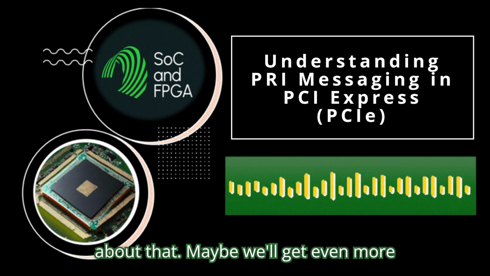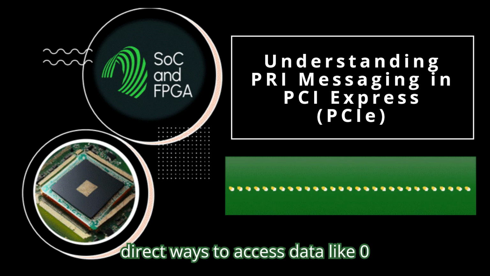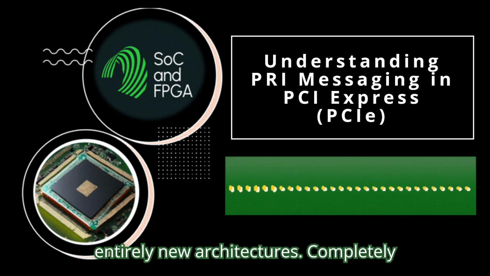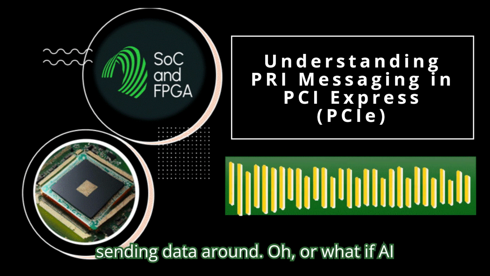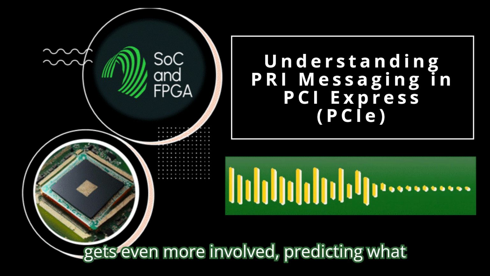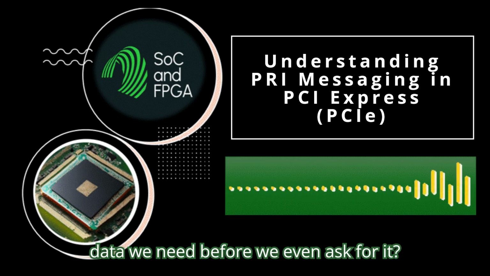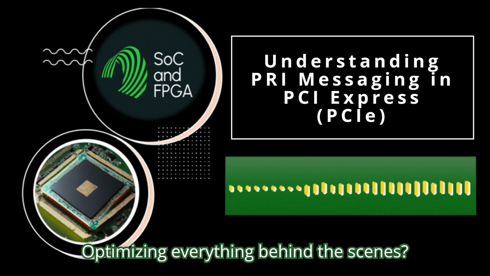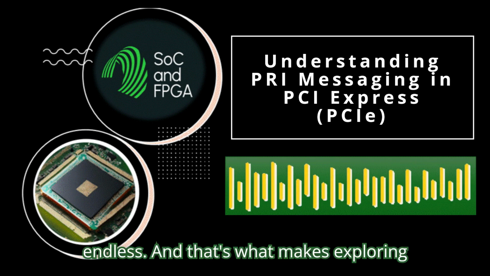I love thinking about that. Maybe we'll get even more direct ways to access data, like zero bottlenecks, super low latency. Or maybe entirely new architectures, completely different ways of storing, processing, sending data around. Oh, or what if AI gets even more involved? Predicting what data we need before we even ask for it, optimizing everything behind the scenes. The possibilities are pretty much endless.